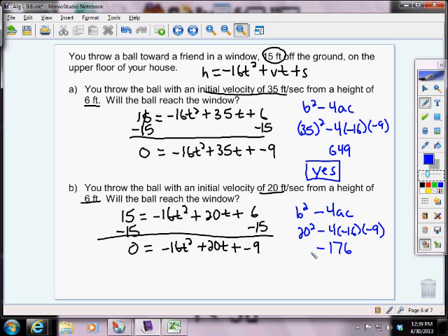What does it mean to have a negative discriminant? It means there's no real solutions. So is the ball going to reach the window? No, because there are no real number solutions to this problem. So the discriminant can be helpful when we're not actually looking for a solution. If we just want to know, is there a solution? The discriminant can tell us that answer.